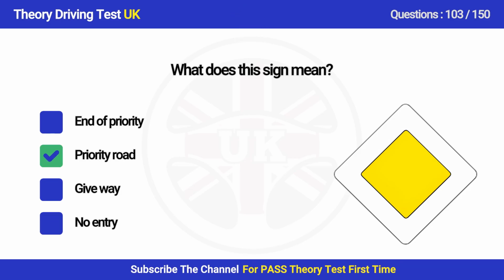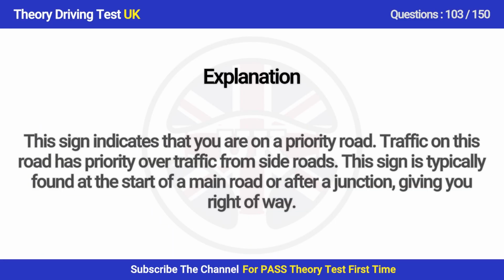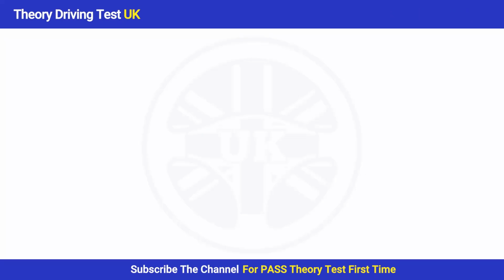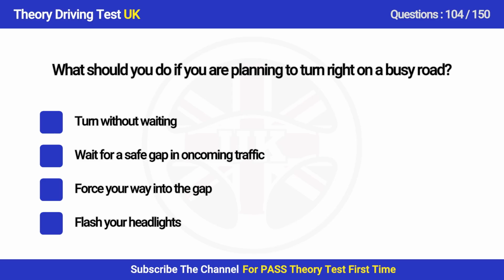Answer is B, priority road. This sign indicates that you are on a priority road. Traffic on this road has priority over traffic from side roads. This sign is typically found at the start of a main road or after a junction, giving you right of way. Question 104. What should you do if you are planning to turn right on a busy road?